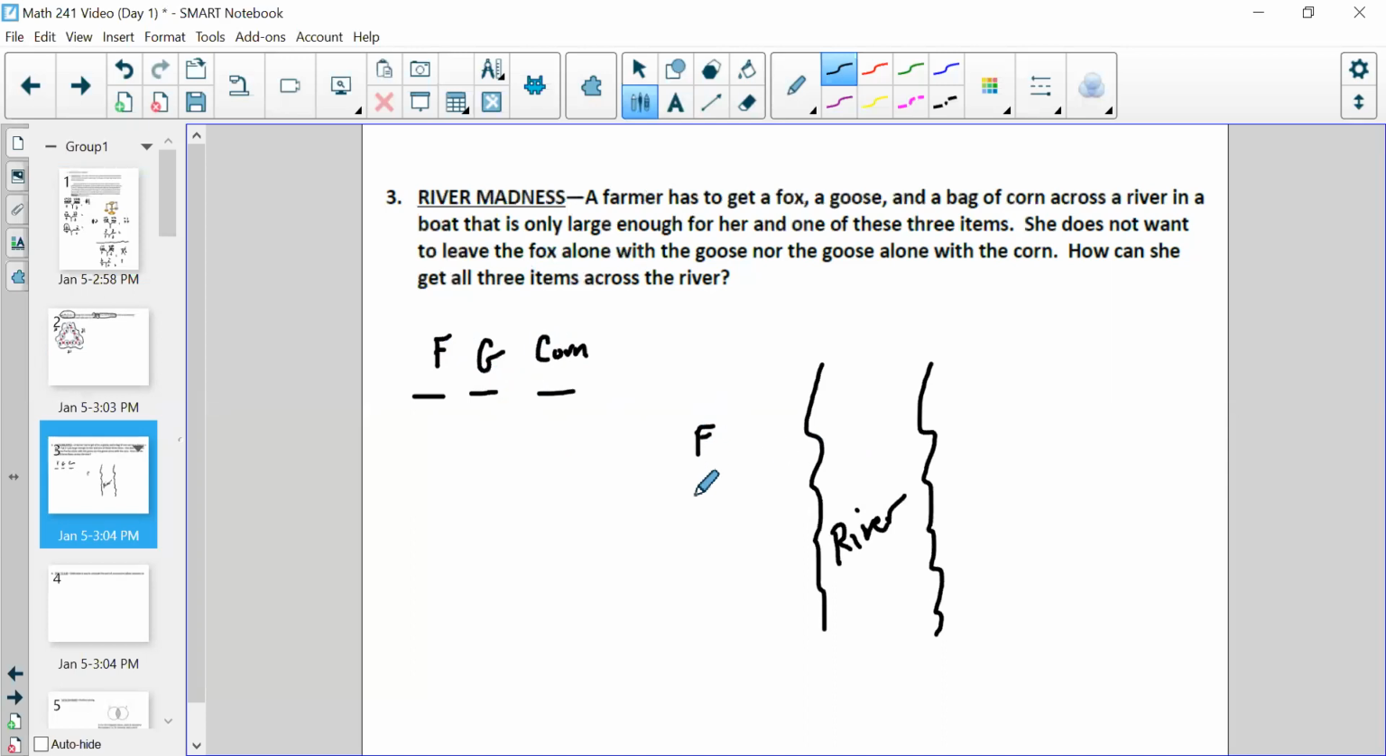So we've got the fox, goose, and the corn. So what we'll do is we'll take the goose. I'm going to do a lot of erasing and placing letters on either side. So we're going to move the goose from here to here. So the farmer takes the goose across the river, comes back, and is going to get the corn and bring the corn over.